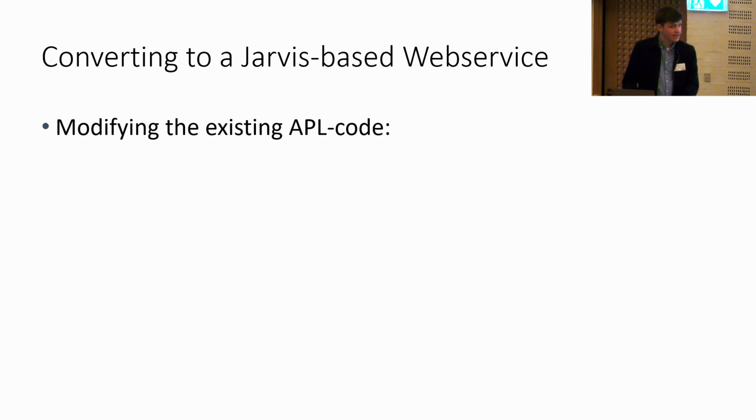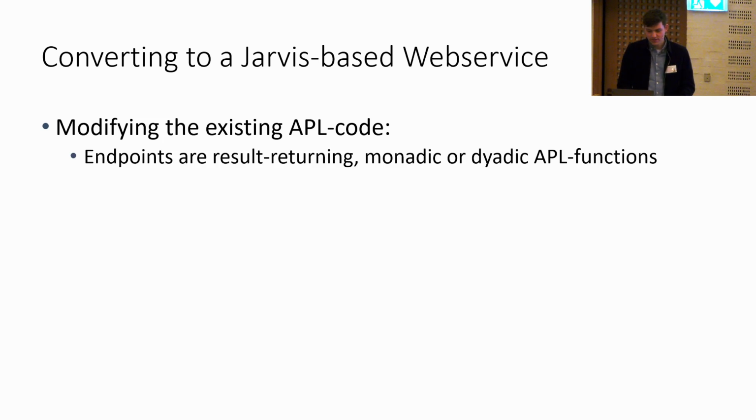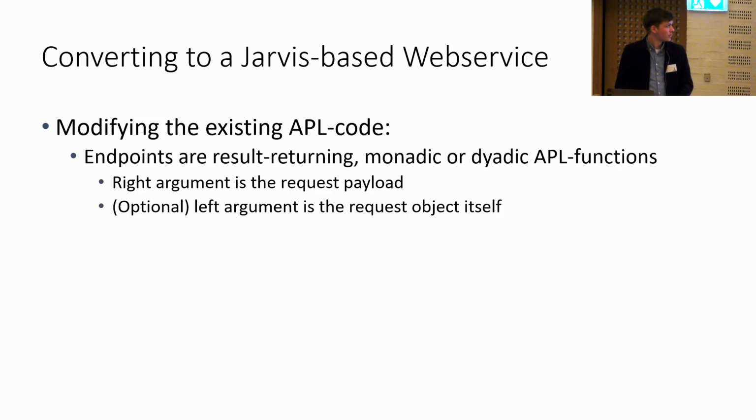Then there are some modifications that we did to the existing APL code. As Brian already said, Jarvis provides result returning monadic or dyadic APL functions, and at least with threadfins there is this thing that Jarvis actually passes the request object itself as a left argument, while with the WS engine it is possible to invoke a function dyadically. So this is also something one has to take care of. One has to move the argument from left to right.